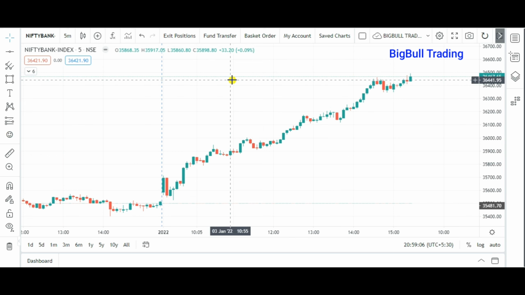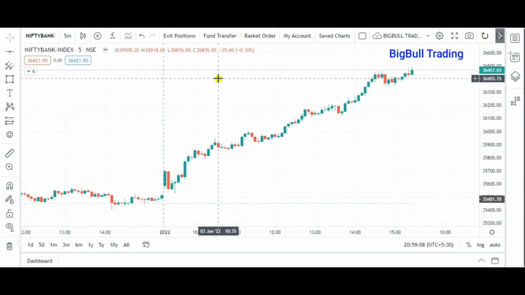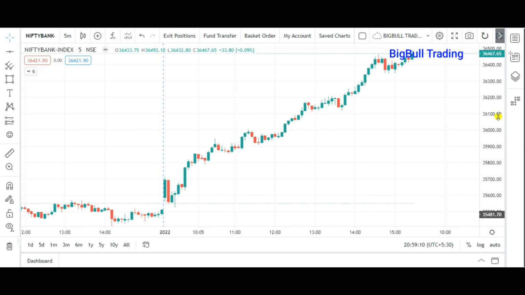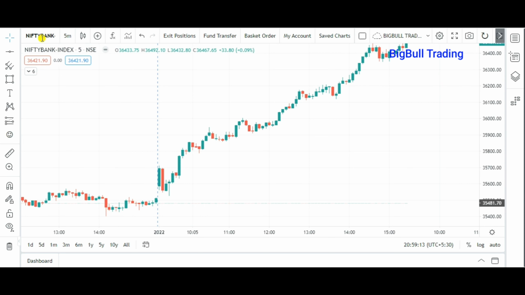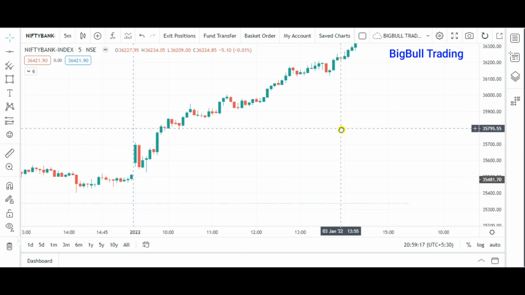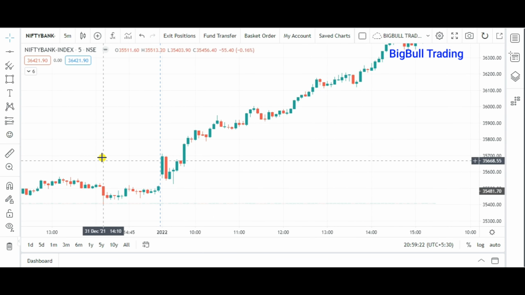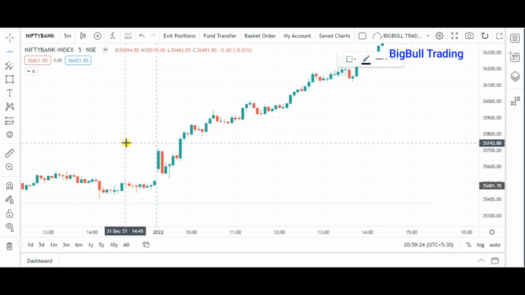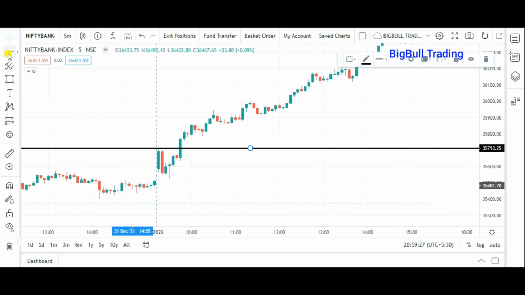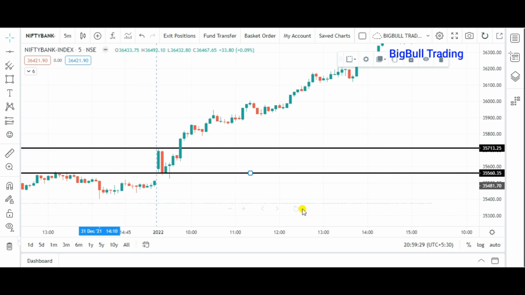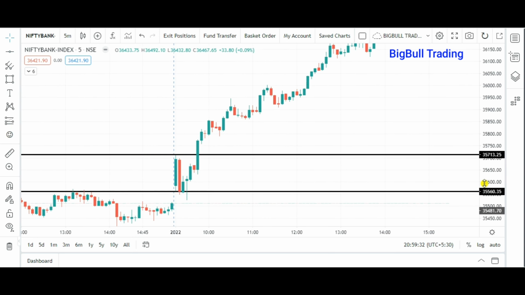So without wasting any more time, we will just start the setup. As I told you, first you have to go to the Nifty chart and select the 5 minute timeframe. For this strategy, we have to wait for the first 5 minute candle to end. Once it ends, we will mark the high and the low of this candle. This is our first step.